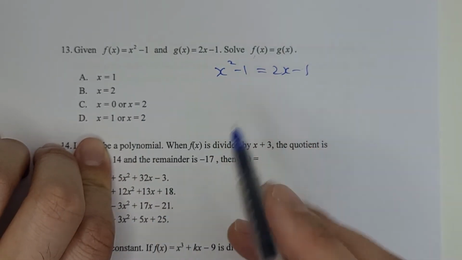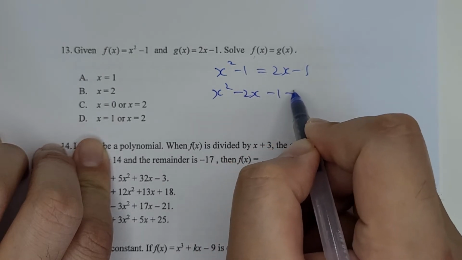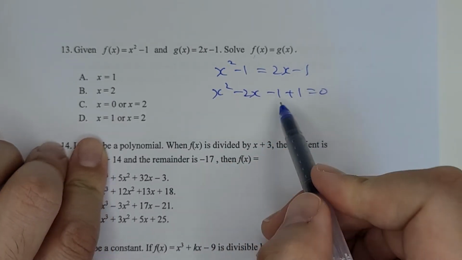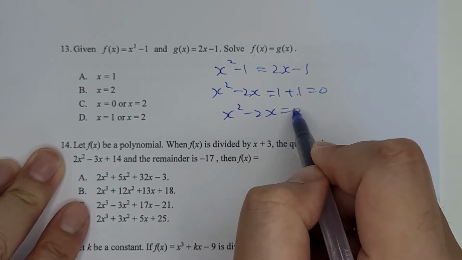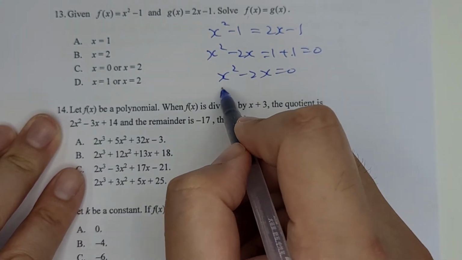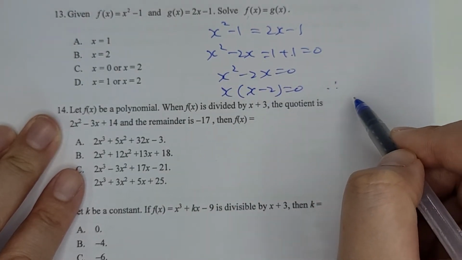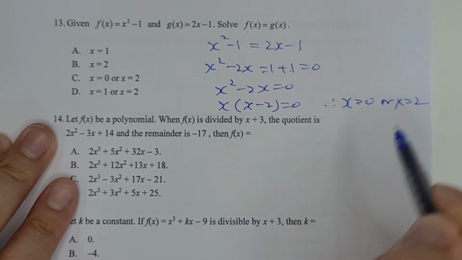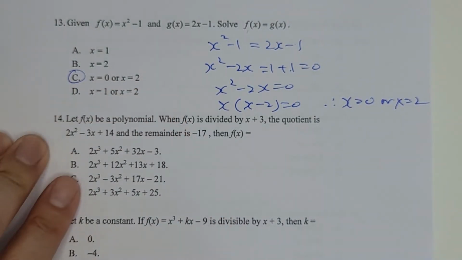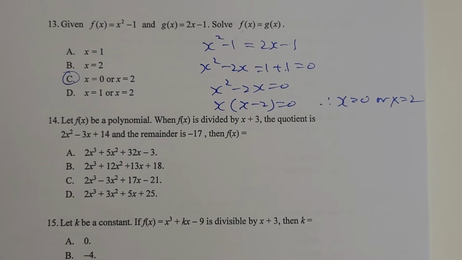Now simplify it. x squared minus 2x minus 1 plus 1 equals 0. These two terms cancel. x squared minus 2x equals 0. And take out the common factor, x(x minus 2) equals 0. Therefore, you have two answers, x equals 0 or x equals 2. So the answer is C. And then go to question number 14.